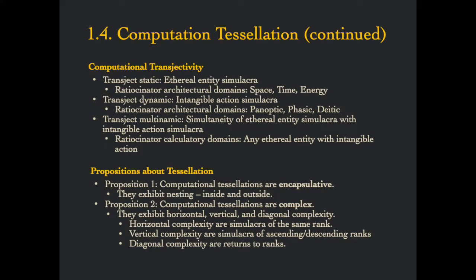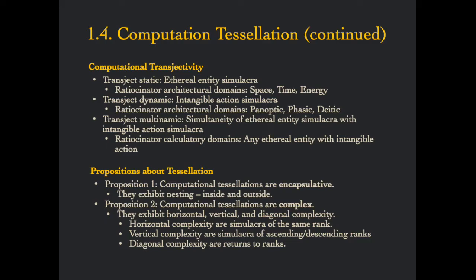And then finally, we have the computational transjectivity. And transject static are ethereal entity simulacra, and they divide into ratiocinator architectural domains of space, time, and energy. Transject dynamic are intangible action simulacra, and they divide into the ratiocinator processual domains of panoptic, phasic, and deicic. And then, of course, the transject multidynamic are the simultaneity of ethereal entity simulacra with intangible action simulacra, and their ratiocinator calculatory domains are any ethereal entity with intangible action. So there are only two propositions that I'll make here about tessellation.